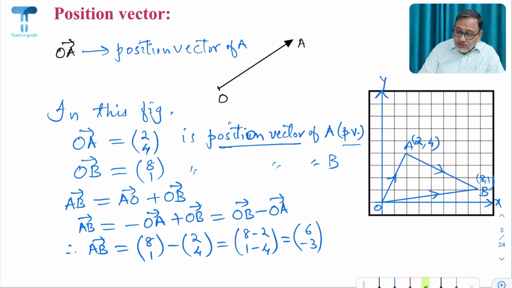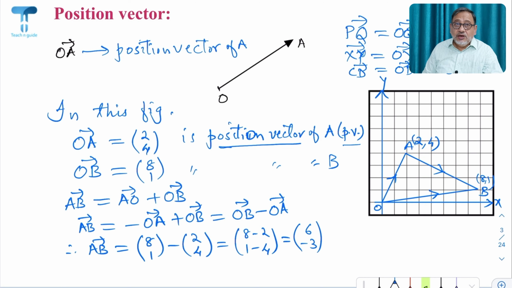In the same way, suppose if you have PQ, then you can write PQ in terms of position vector as OQ minus OP. Okay, if you have XY vector, then this can be represented in terms of position vector as OY minus OX. Okay, if you have a vector CD, then you can write it in terms of position vector as OD minus OC. So I hope you understood what is a position vector.